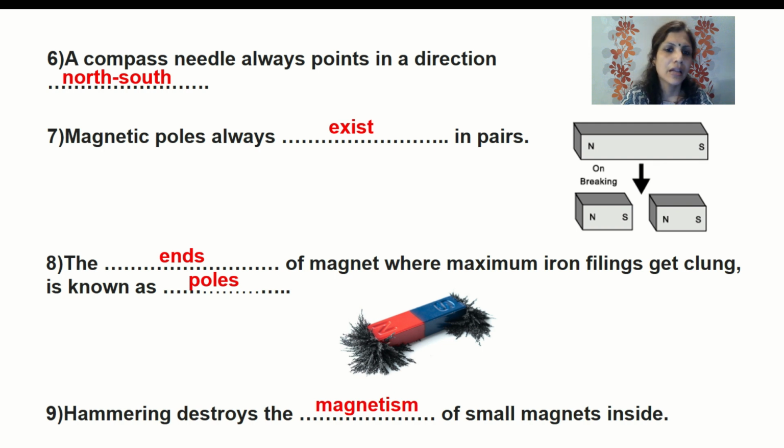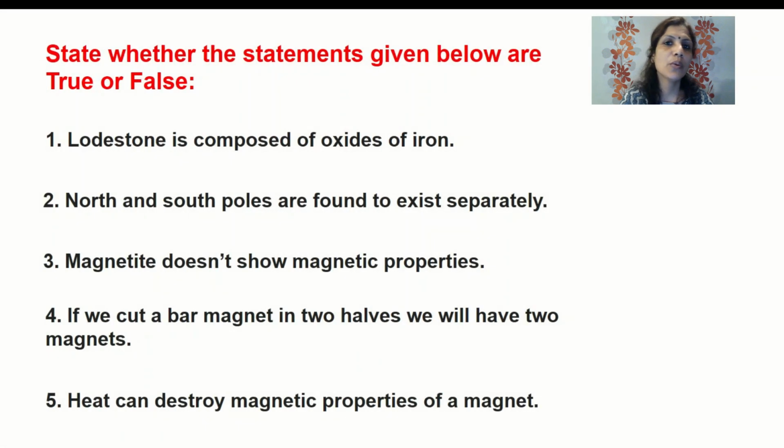Okay. Next type of question is state whether the statements given below are true or false. This one is easy for you. Lodestone is composed of oxides of iron. Is that true? It is a correct statement. North and South Pole are found to exist separately. Is it true? You have learned the properties of a bar magnet. It is not true. So the answer is false.